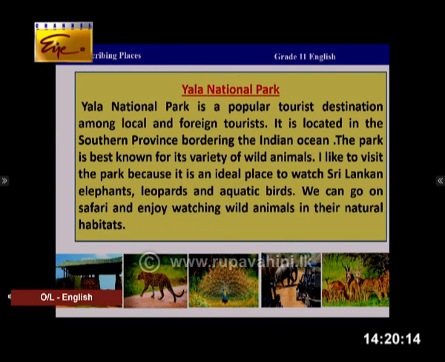Yala National Park is a popular tourist destination among local and foreign tourists. It is located in the southern province bordering the Indian Ocean. The park is best known for its variety of wild animals. I like to visit the park because it is an ideal place to watch Sri Lankan elephants, leopards, and aquatic birds. We can go on safari and enjoy watching wild animals in their natural habitats.